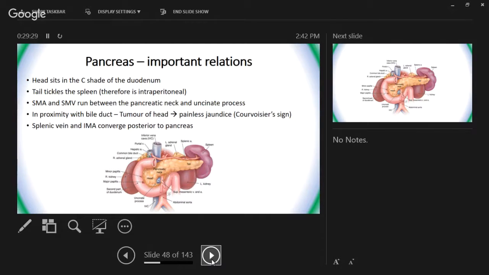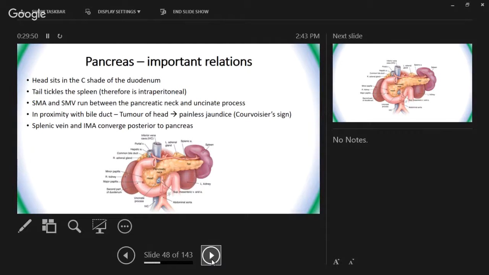The rest of the pancreas is retroperitoneal. You've got the SMA and SMV running together, just behind the pancreatic neck. So between the pancreatic neck and the uncinate process. I never knew what the uncinate process was, but it's just that bit that wraps around the back. So you've got the SMA and SMV running between there.